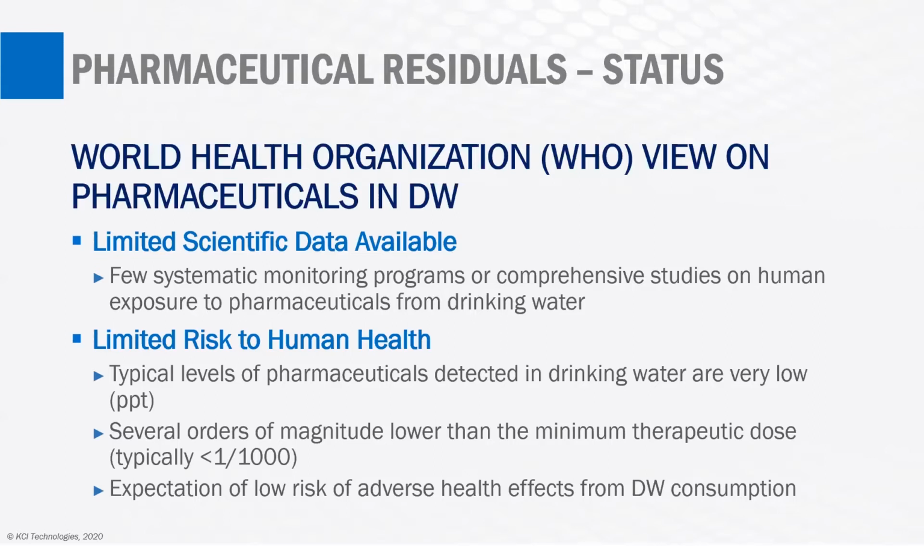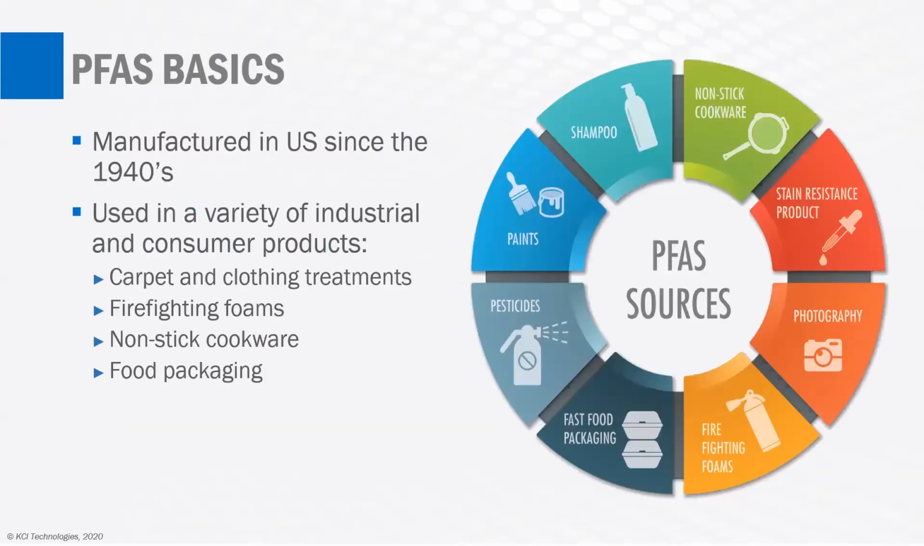These examples clearly suggest that the process of regulating a new emerging contaminant could be a lengthy one and may take some time before a decision is made. Tom is going to walk us through the regulatory landscape regarding PFAS in a few minutes. But before that, let's explore the properties of PFAS, how they got to our drinking water sources, and the effect that they may have on human health.